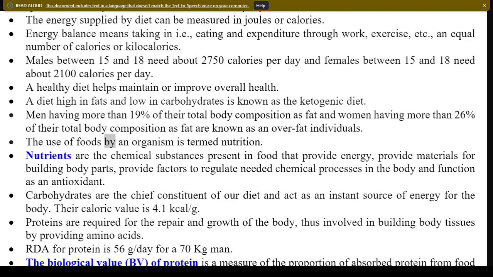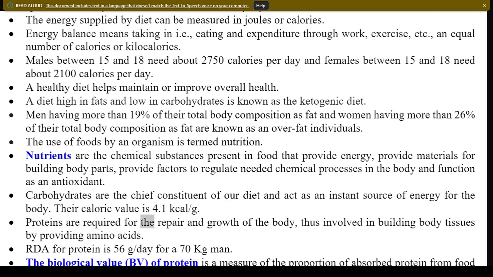The use of foods by an organism is termed nutrition. Nutrients are the chemical substances present in food that provide energy, provide materials for building body parts, provide factors to regulate needed chemical processes in the body, and function as antioxidants. Carbohydrates are the chief constituent of our diet and act as an instant source of energy for the body. Their caloric value is 4.1 kcal/g.